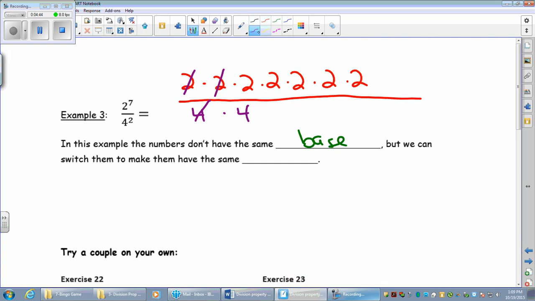And then if I did another 4, how many 2's do I have to cross off again? 2. And how many 2's are left? 3. So it is 2 to the 3rd. So we can switch them to make them have the same base if we really wanted to.